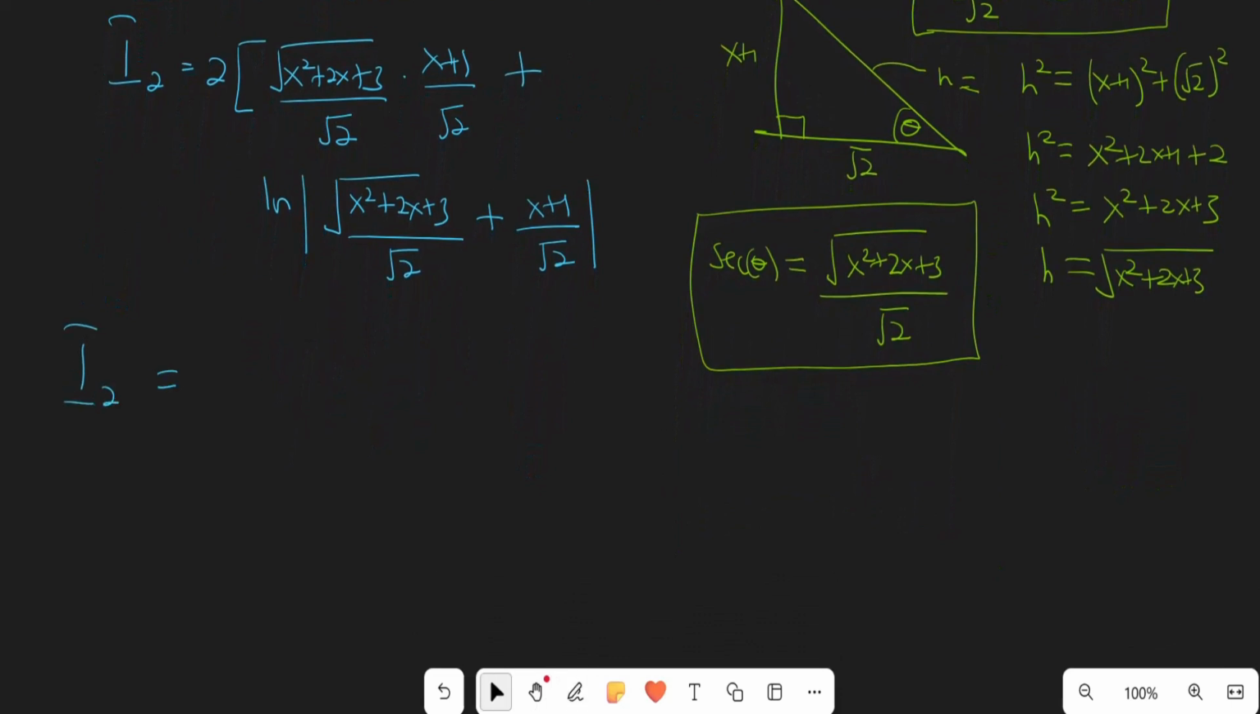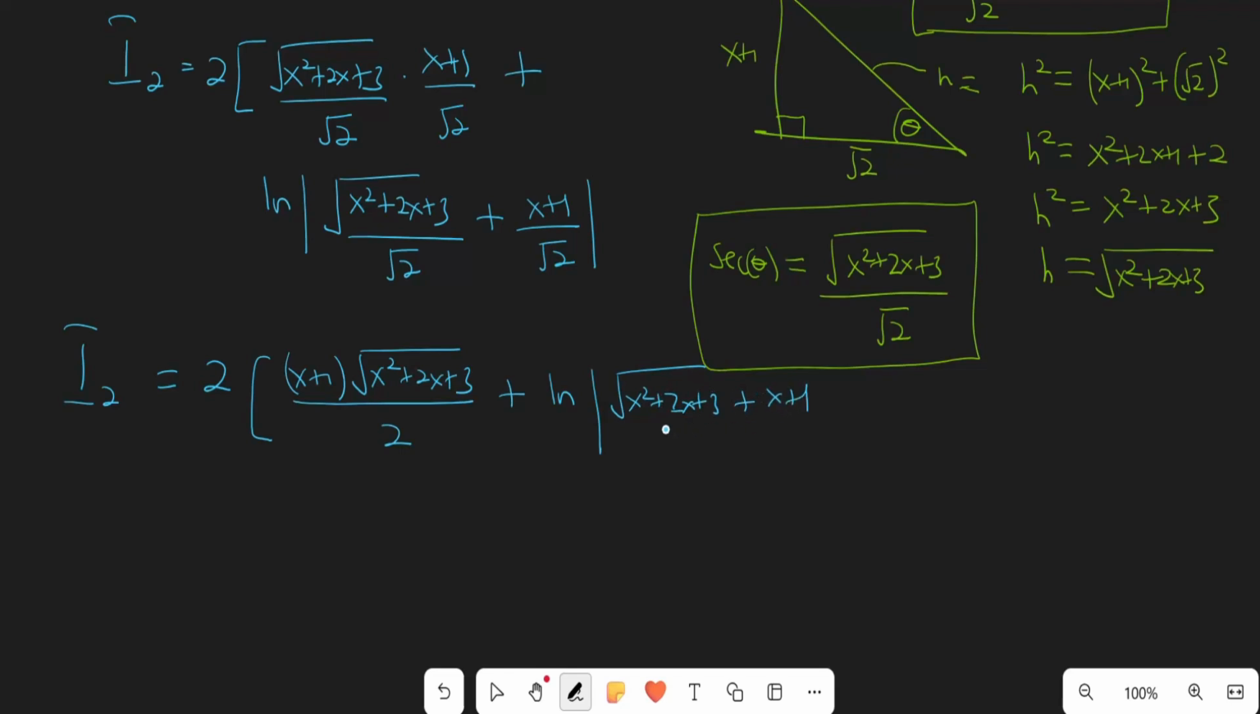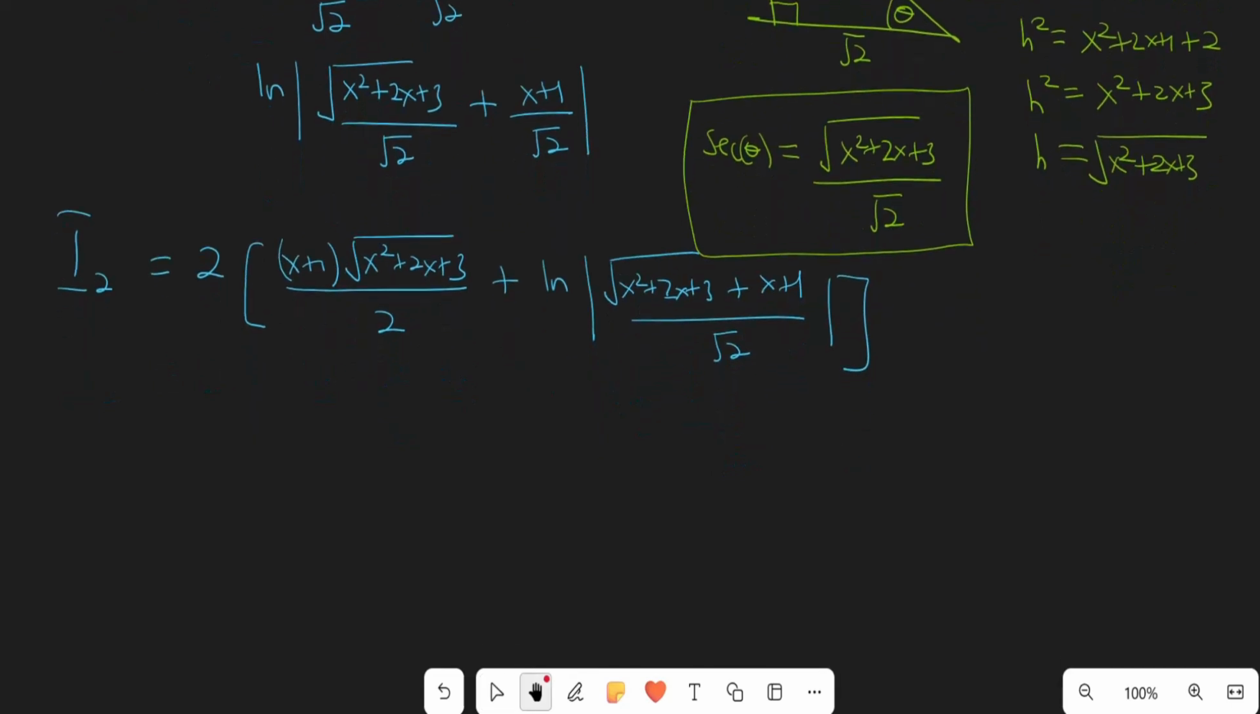So I2 is going to be equal to 2 times, we can now multiply these guys out. So that is (x plus 1) multiplied by the square root of x squared plus 2x plus 3, all over root 2 times root 2, which is 2, and then plus the ln of these guys, which is the square root of x squared plus 2x plus 3 plus x plus 1, all over the square root of 2. I have a common denominator now.